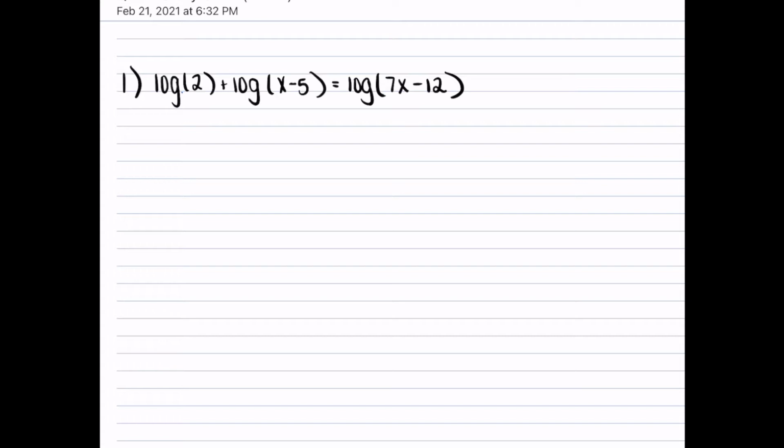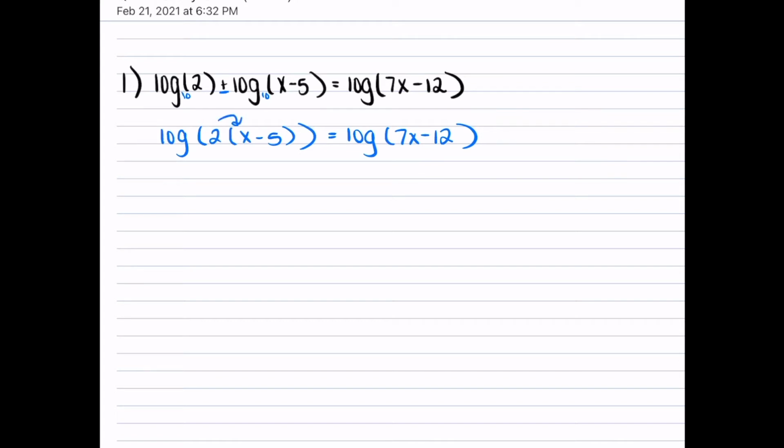Number 1, if you look at it, you know that you can condense these logs because they have similar bases. You can kind of say they have base 10. And you can condense because of this plus sign. So knowing that, we can say that this problem requires you to use strategy 2. To condense these logs, because it is addition, you'll be multiplying what's in your parentheses. So it would be 2 times x minus 5. And then keep the other side, the equal side, the same.